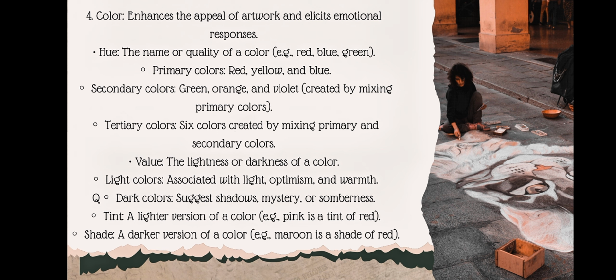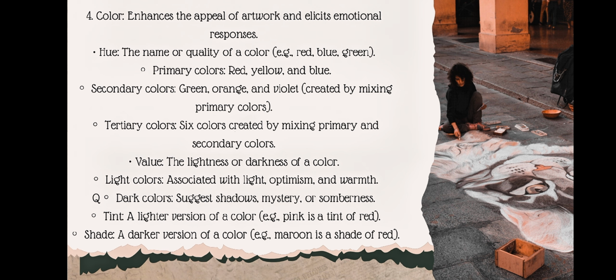Color enhances the appeal of artwork and elevates emotional responses. Hue: the name or quality of a color, like red, blue, green. Primary colors: red, yellow, and blue. Next, secondary colors: green, orange, and violet, created by mixing primary colors. Next, tertiary colors, six colors, created by mixing primary and secondary colors.